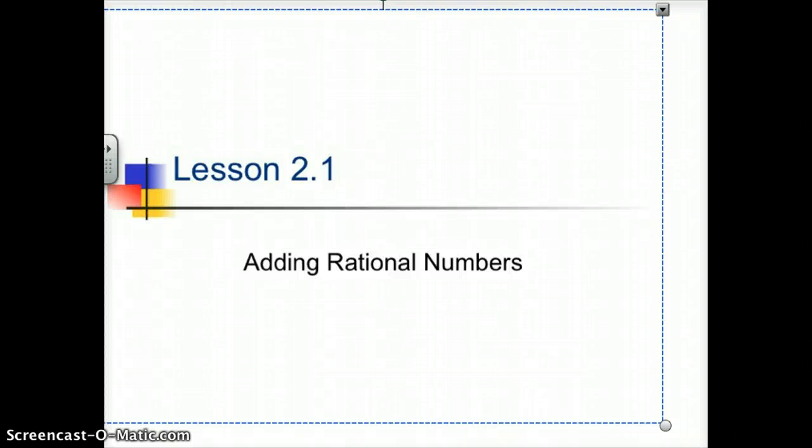All right, this probably feels kind of awesome today because you get to learn how to add. So today we're going to be working with adding rational numbers, which you might remember is any number that can be written as a ratio of two integers. So they'll look like a fraction or a decimal or a whole number, or negative, that's fine.